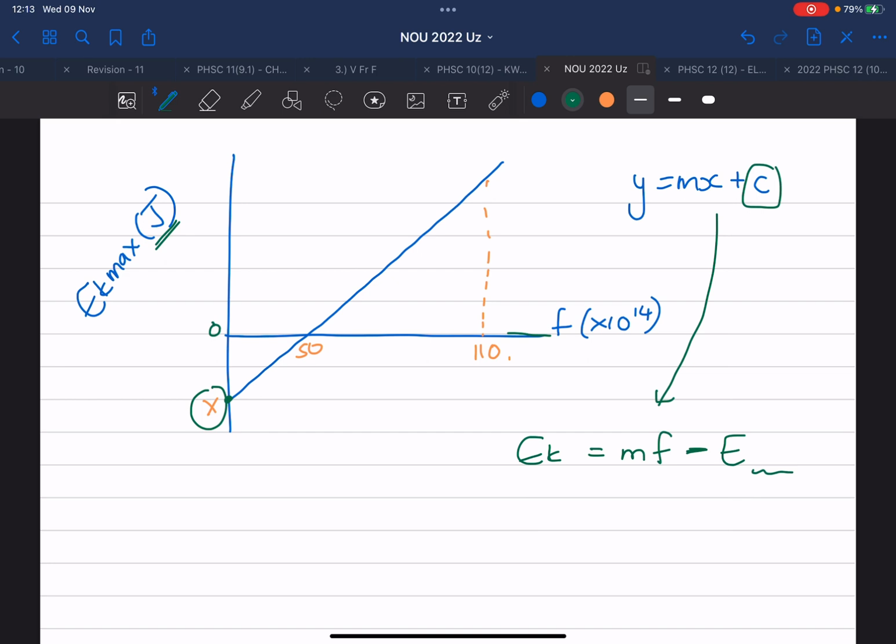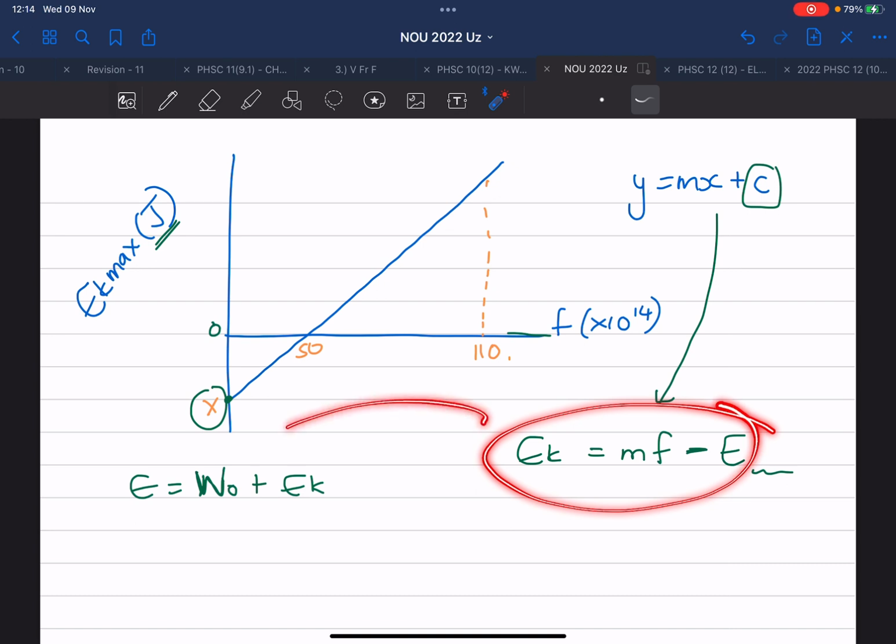Now I want to see, can I get to this formula? Now I have to think again. E is equal to... Okay, this is the formula that's on your data sheet. Is there a way that I can rearrange this to get to that?